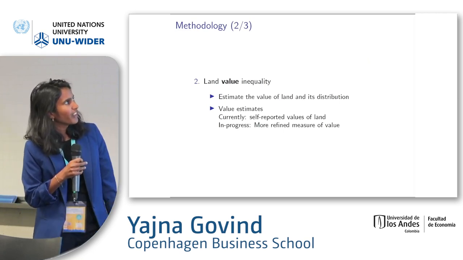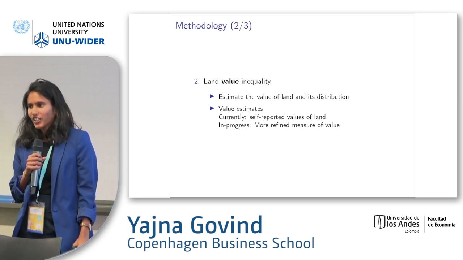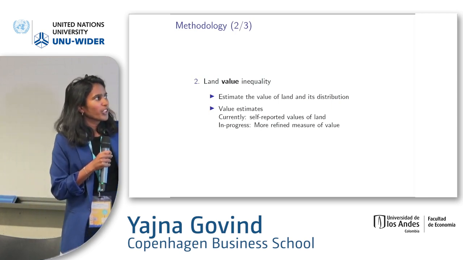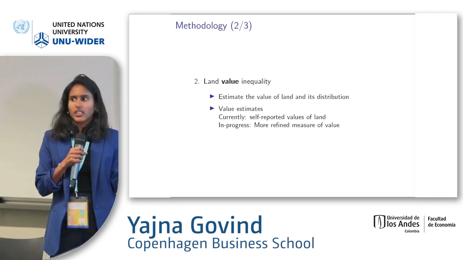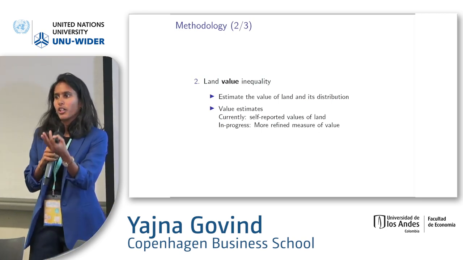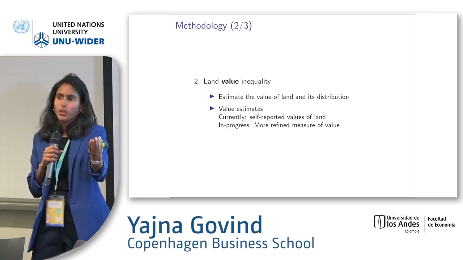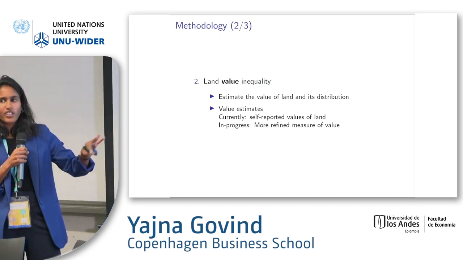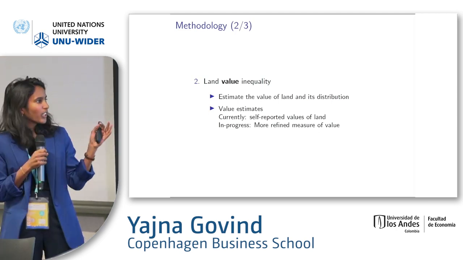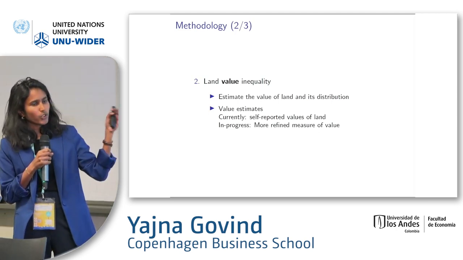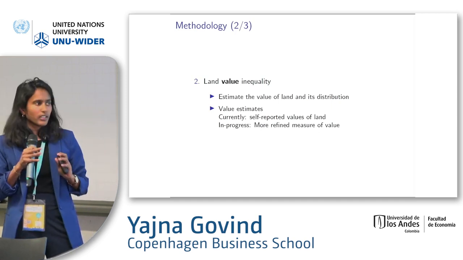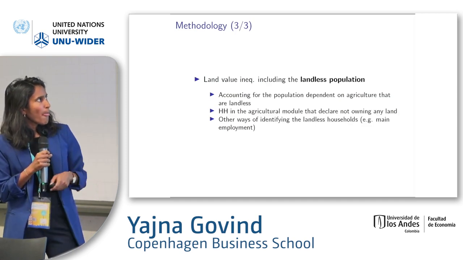The second step is the value inequality. I think that's the most challenging part of this discussion, is the fact that we want to estimate the value of land and its distribution. Currently, what we're doing is using the self-reported value. People are asked, if you had to sell this land tomorrow, how much would you get on the market for that land? We're aware that this is probably not the best or most accurate estimate of value, so we're trying to work on a more refined measure, but I think it gives a more or less nice picture of the value of land.